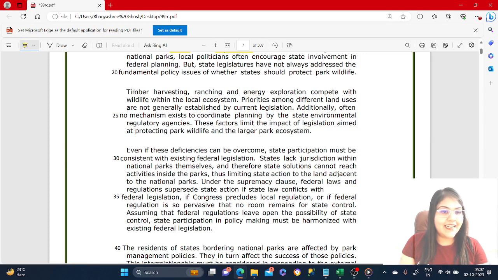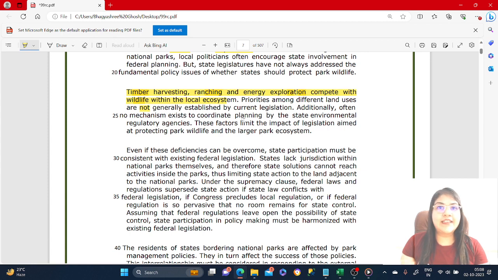See here. Timber harvesting, ranching, energy exploration, they compete with the wildlife ecosystem. So these things are happening, timber harvesting, ranching, and all these things, due to which the forest is getting affected by the people. Additionally, priorities among land uses are not generally established by the current legislation.